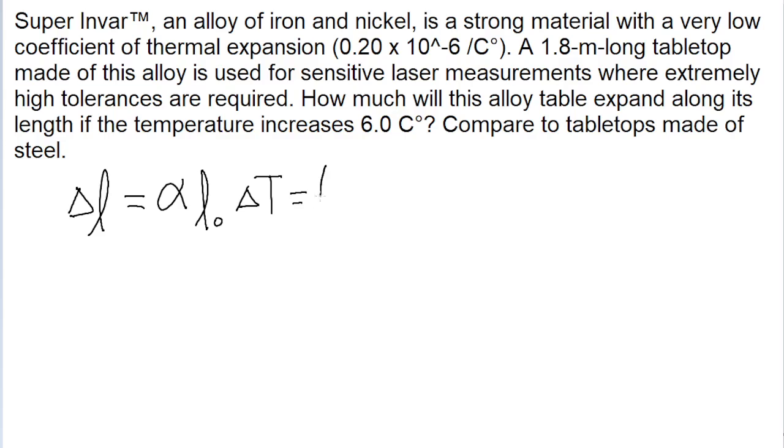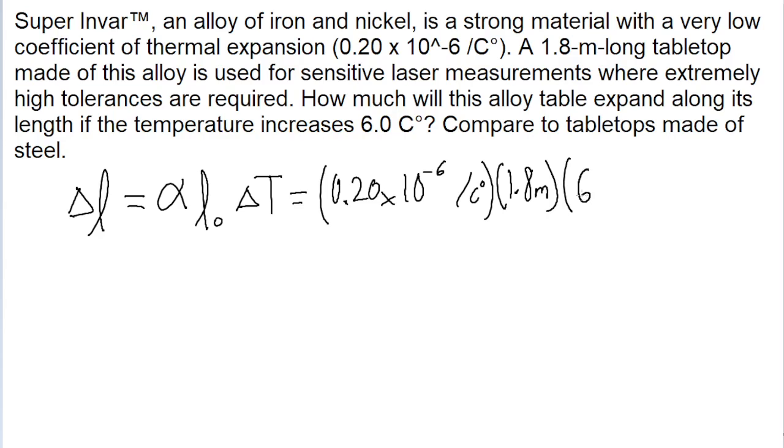The problem first tells us that the coefficient of thermal expansion for this particular alloy is 0.20 times 10 to the power of negative 6 inverse degrees Celsius. We're also told that the length of the table is 1.8 meters, so multiply by 1.8 meters. And we're directly told that the change in temperature is an increase by 6 degrees Celsius. If we put this into a calculator, then we find a change in length of about 2.2 times 10 to the power of negative 6 meters.